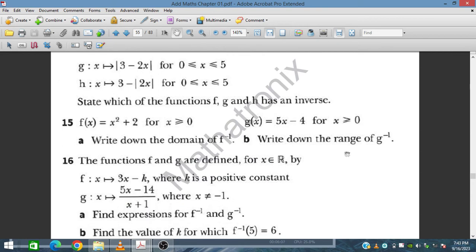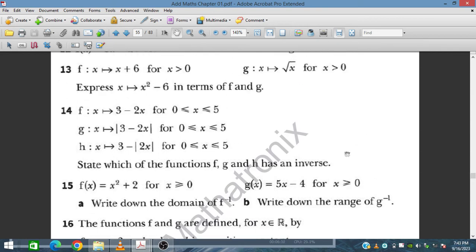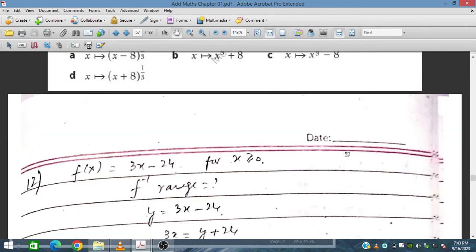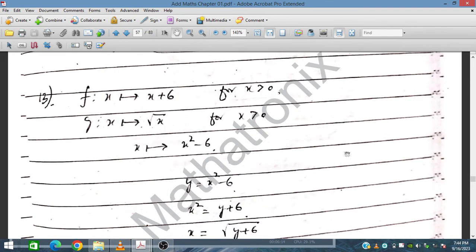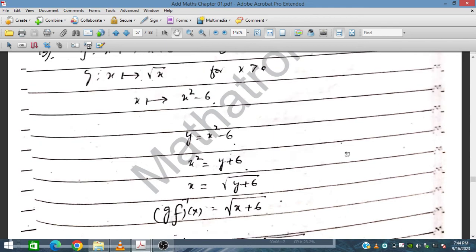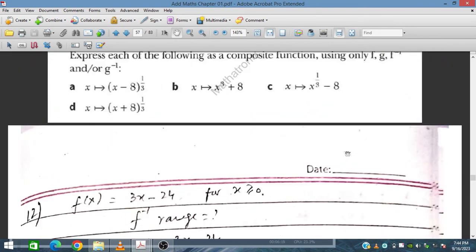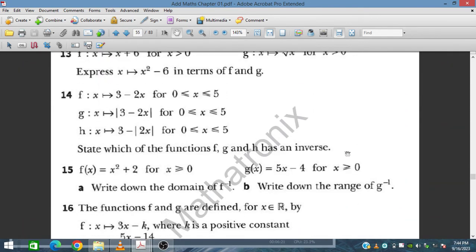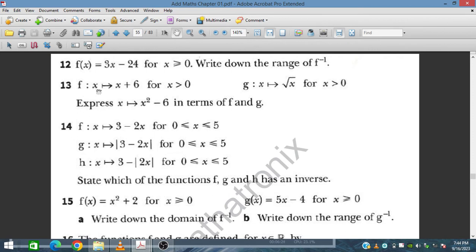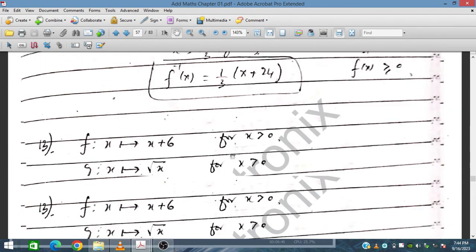Let's solve question number 13. We have f(x) equal to x plus 6 for x greater than 0. g: x maps to the square root of x for x greater than 0. So express the square root of x squared minus 6 in terms of f and g. We have to express this in terms of f and g. So this is question number 13, which is important.